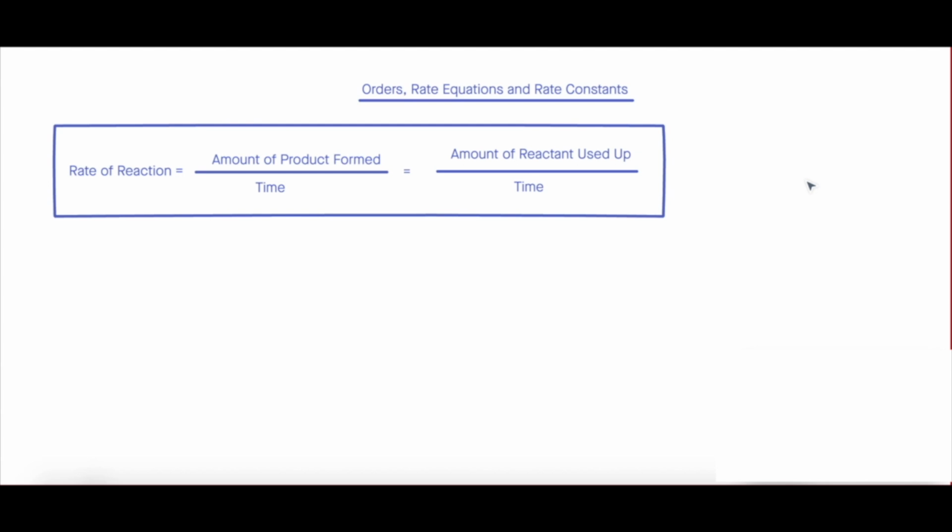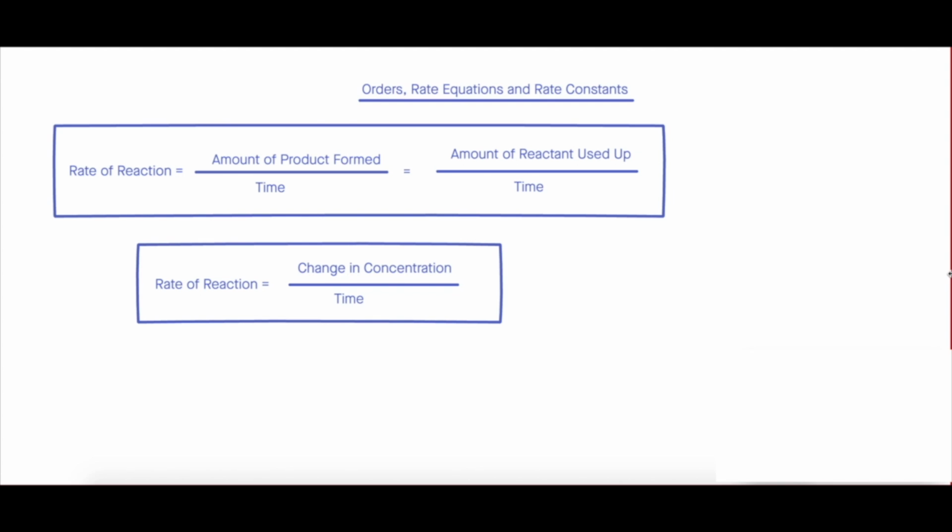So, orders, rate equations, and rate constants. Let's think about what we learned last year for the definition of rate of reaction. Rate of reaction is the rate of change in product produced or reactant used up. We learned rate of reaction as the amount of product formed over time or the amount of reactant used up over time. In general, you can combine both of these to give this equation.